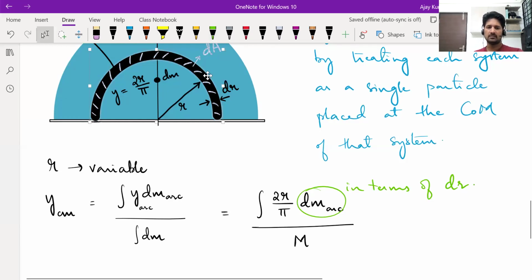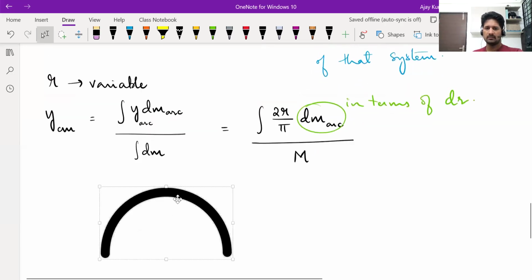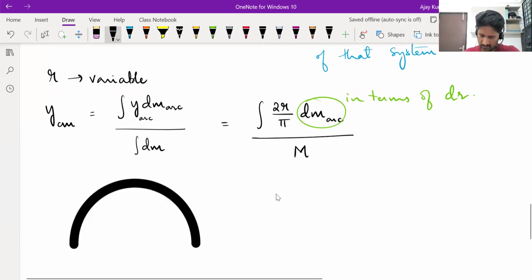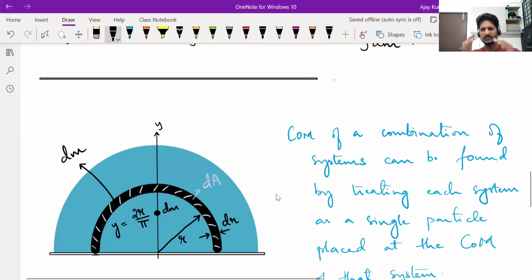Okay, let me take that semicircular arc aside to be able to visualize properly. This is the semicircular ring that we have considered, arc or ring. Its radius is r, and its width is dr. There is some mass present here, dm. We have to express that mass in terms of that width. Whenever you need to express the mass of an element, the element is the arc here. The original disk is a collection of many such elements, many such arcs.